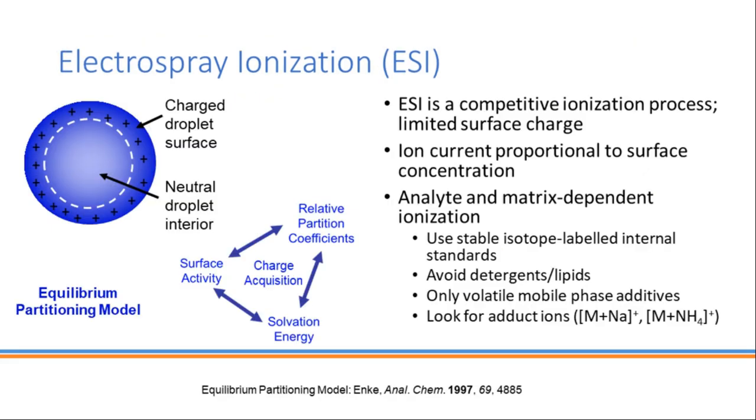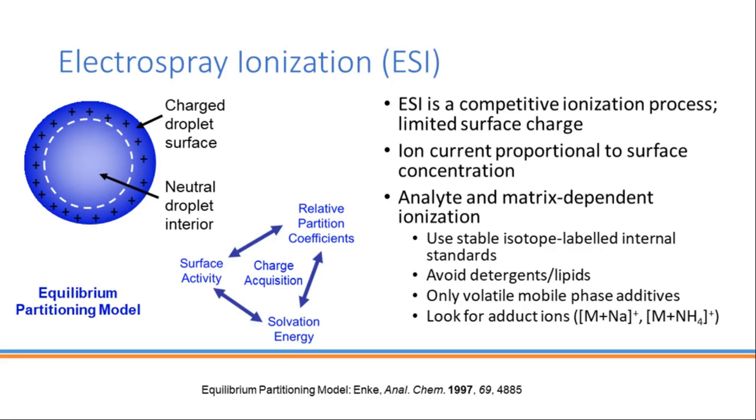Again, not to go into too much detail here, but a more practical model to consider is the model proposed by Chris Enke, which is the equilibrium partitioning model, and talks about this competitive process of different species in the droplet needing to migrate to the droplet surface in order to become gas phase ions. So ultimately, the ion current that we measure in our mass spectrometer is proportional to the surface concentration of species in these droplets. So the molecules have to have some surface activity, some desire to get to the surface of that droplet, and associated charge.